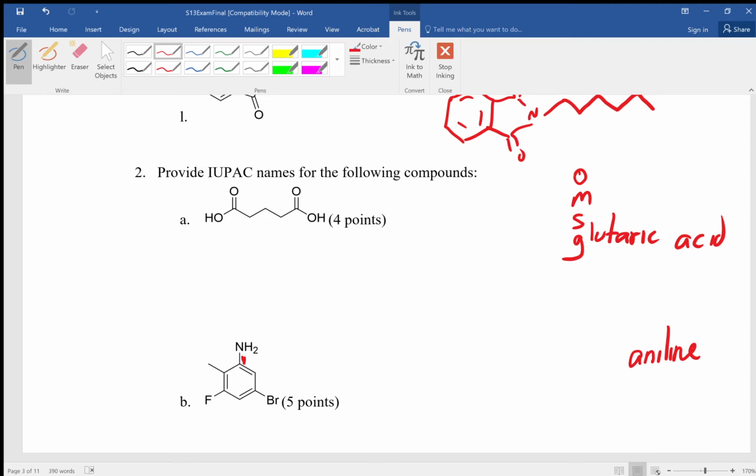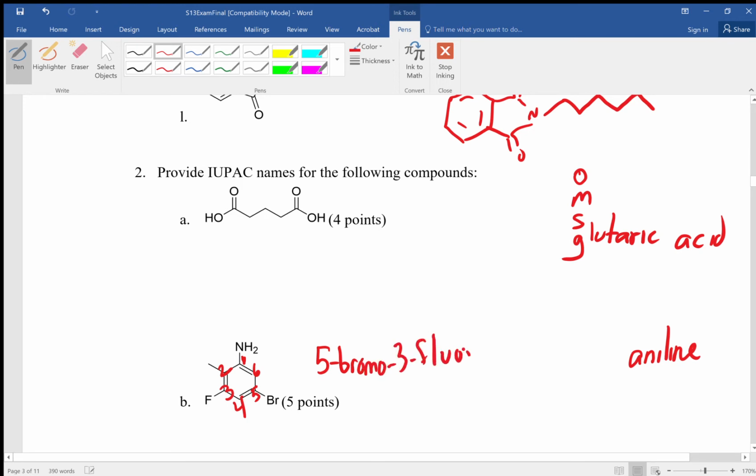Now, if we continue our numbering clockwise, our first substituent doesn't come till the bromine at carbon 3. But if we go counterclockwise, our next substituent is the methyl at carbon 2. That's a lower number, and so that means we will number in that direction. We then just need to alphabetize these substituents, and so we end up with 5-bromo, 3-fluoro, 2-methyl-aniline.